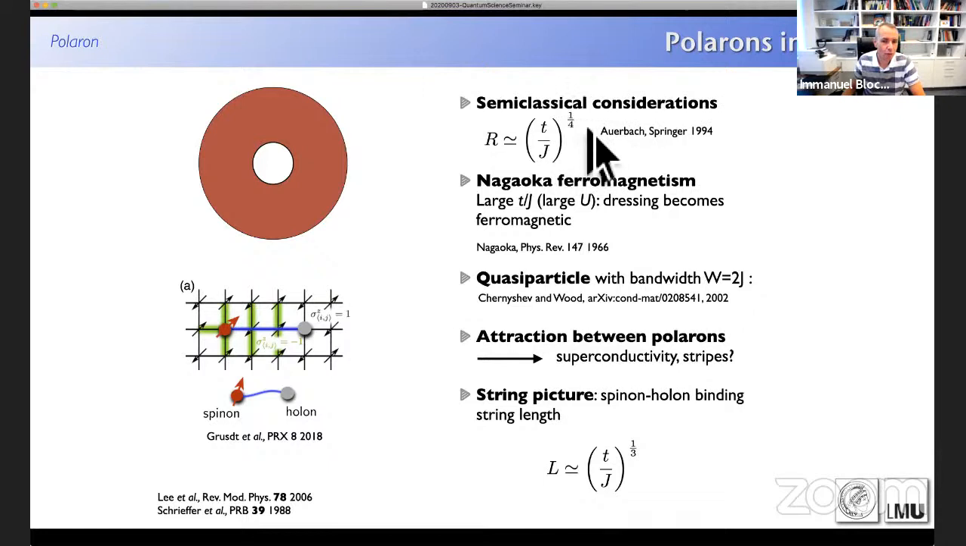If you do a slightly more refined picture, like what Fabian has done with Eugene Demler at Harvard, you find that the exponent is more precisely one third, but with a very weak dependence on this ratio of kinetic to magnetic energy cost.